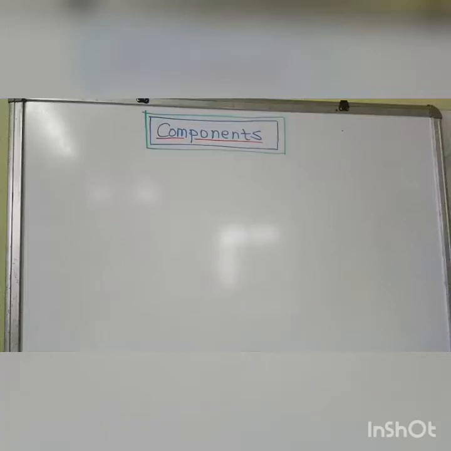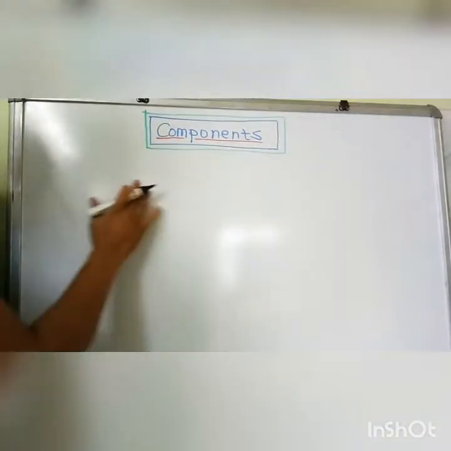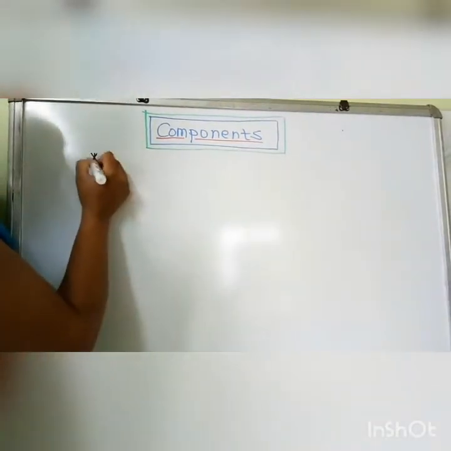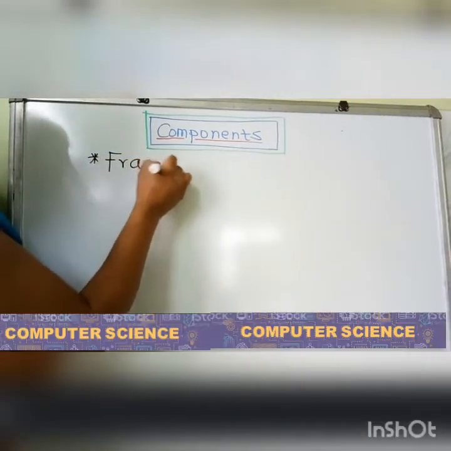We will start with another interesting mechanism of the Java programming language. That is nothing but the components. Under this section, we have to study the different components which will be used for designing the graphical user interface. That is nothing but the GUI. So, the first component for the study purpose is the frame. What is the frame?